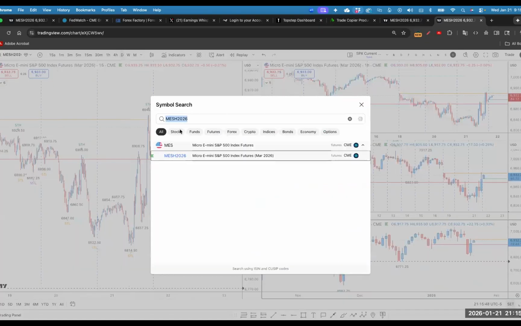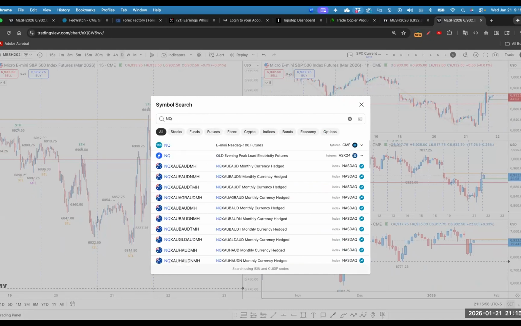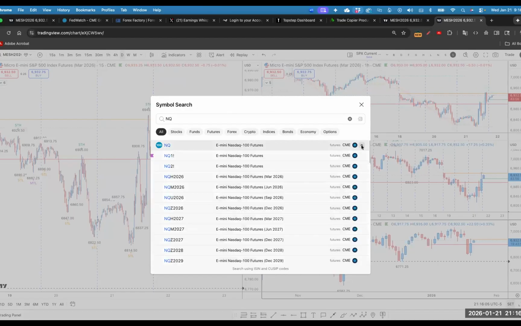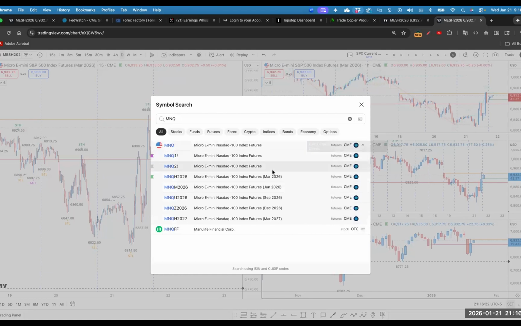If I was looking for Dow Jones or NASDAQ, NASDAQ is listed as NQ. So NQ gives you the E-mini NASDAQ 100 futures, right? And it's the same thing. You have two continuous, and then you have your quarterly expiration contracts, right? If you want the micro, it's the same thing. You add M in front. So instead of NQ, you add MNQ.